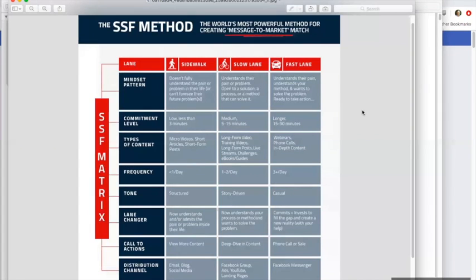And so you can see, we're going to go through two of these together, because there's commitment level and then types of content. The next one down is micro videos, short articles, and short form posts. So let's go down the sidewalk. Less than 3 minutes, the type of content we're going to go for is micro videos, short articles, short form posts.